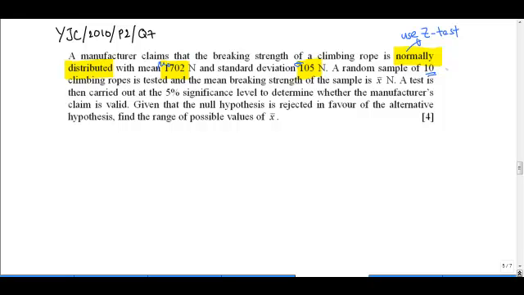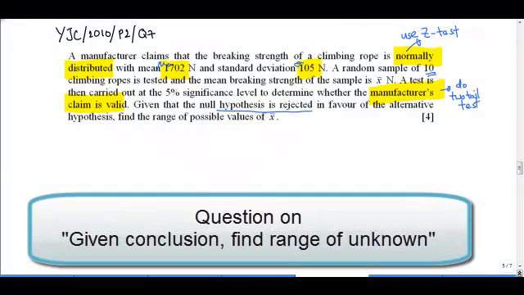The breaking strength of this sample is given by x bar. They want us to carry out a test at 5% level of significance to determine whether the manufacturer's claim is valid, meaning I'm going to be doing a two-tailed test because the manufacturer is just claiming that the mean breaking strength is 1702. Then I'm supposed to find the range of possible values of x bar so that H0 is rejected in favor of the alternative hypothesis. So this is a question where we are given the conclusion and asked to find the range of the unknown.